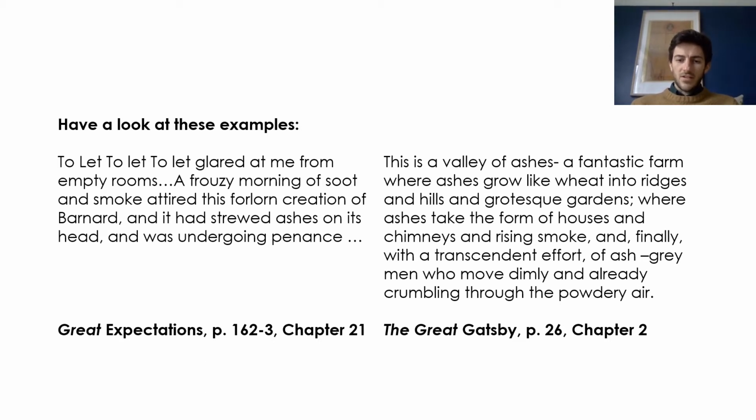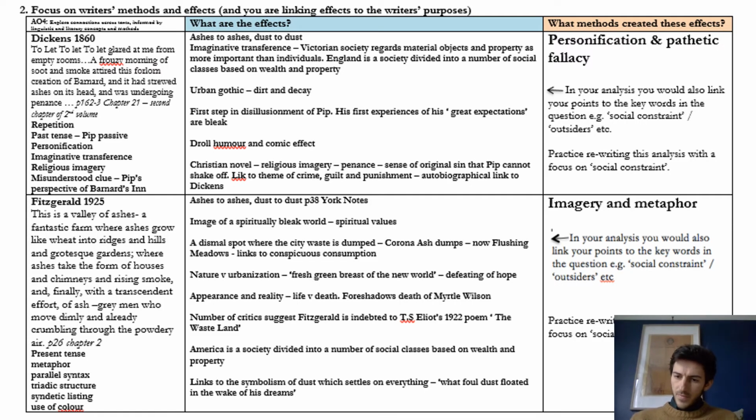Now, there's a lot of detail on this next slide, and we're not going to read the whole thing, but just to give you an idea of the depth of planning that you might go into, let's have a look at this together. So at the top there, we've got Dickens, the Dickens extract, and again, we can pick some simple features straight away. The year, 1860, compared with Fitzgerald in 1925.